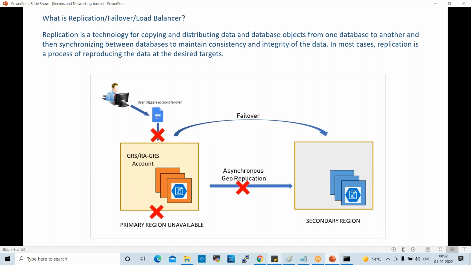For example, we have two regions, a primary region and a secondary region. So we are accessing data from the primary region. If the region is down, what will happen? The data will be accessed from the other region, right?